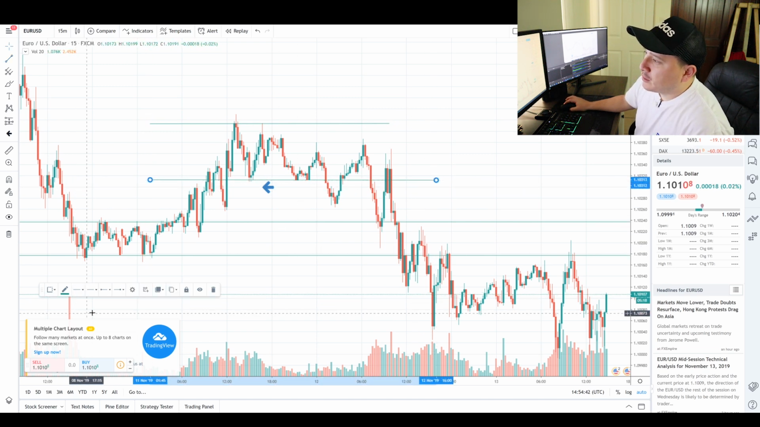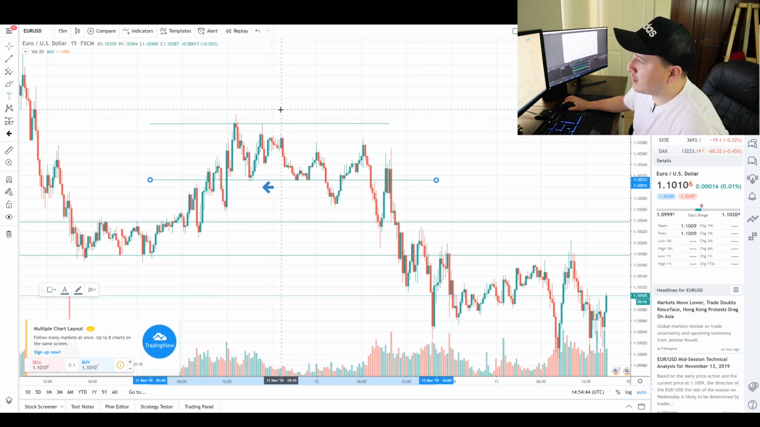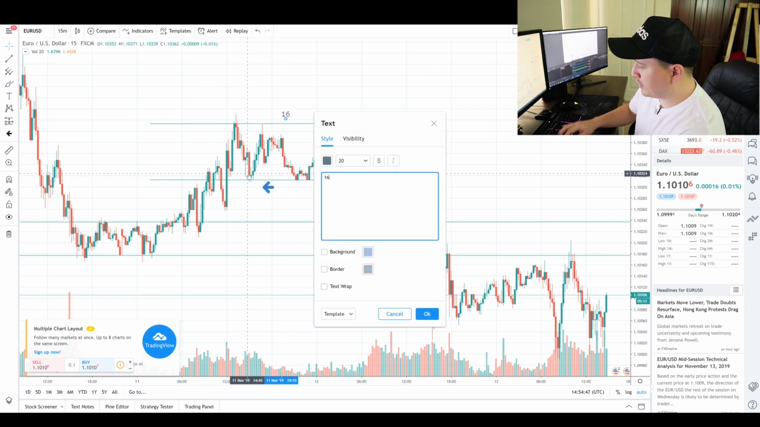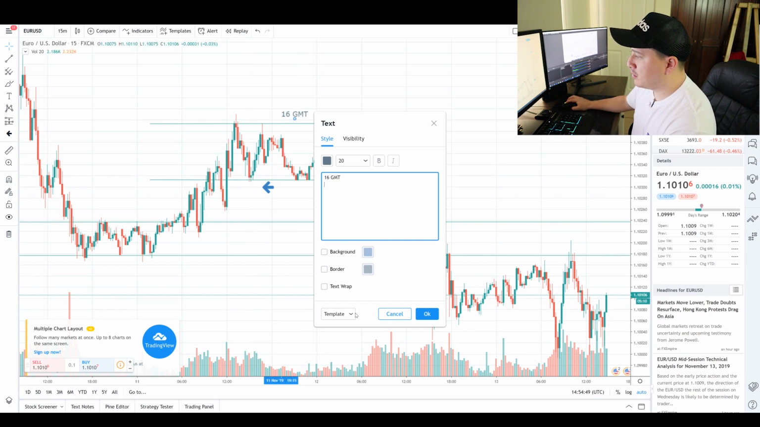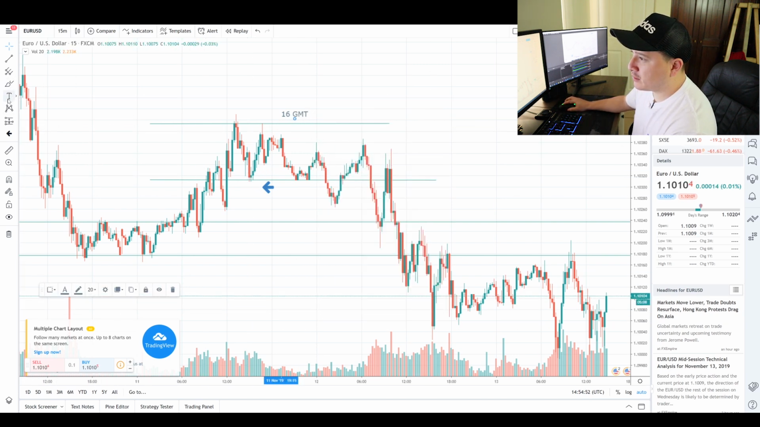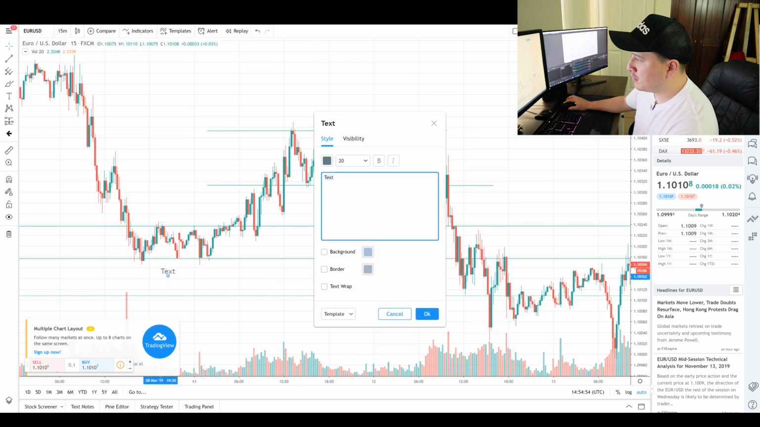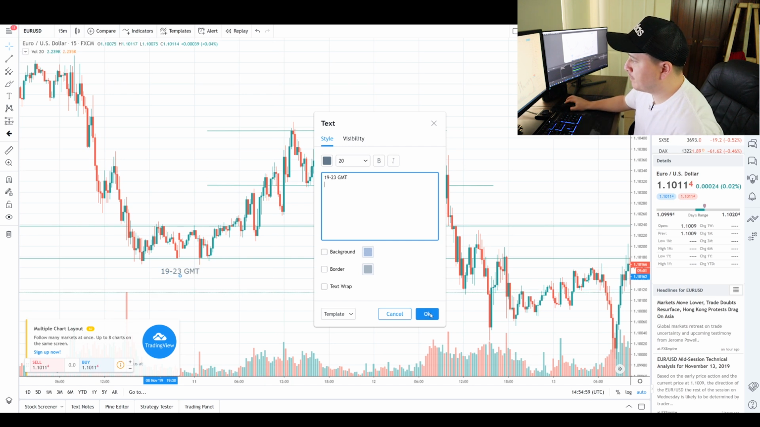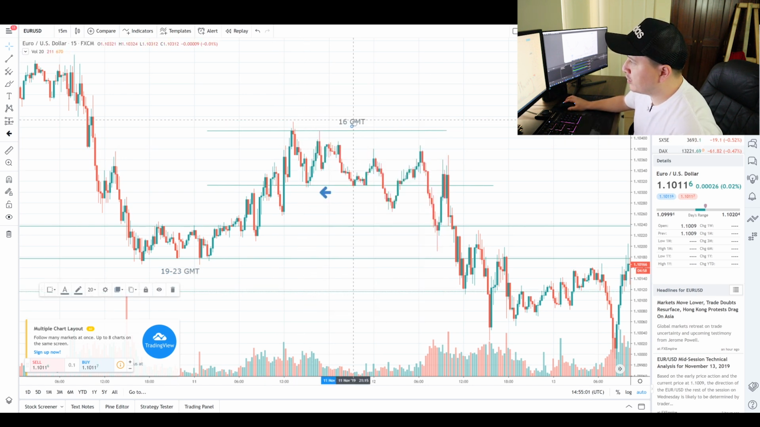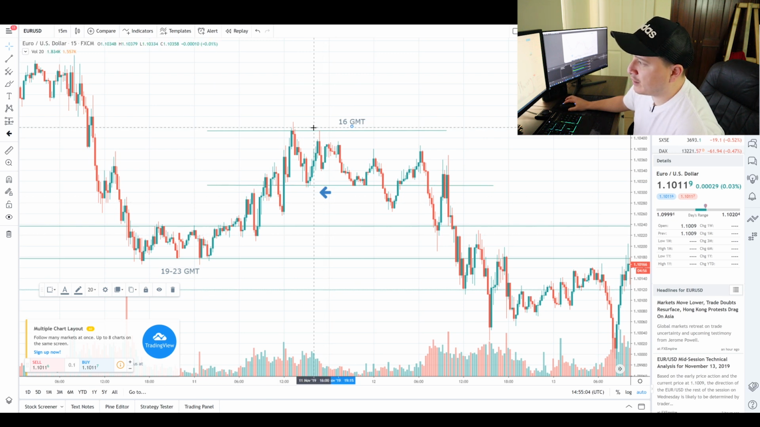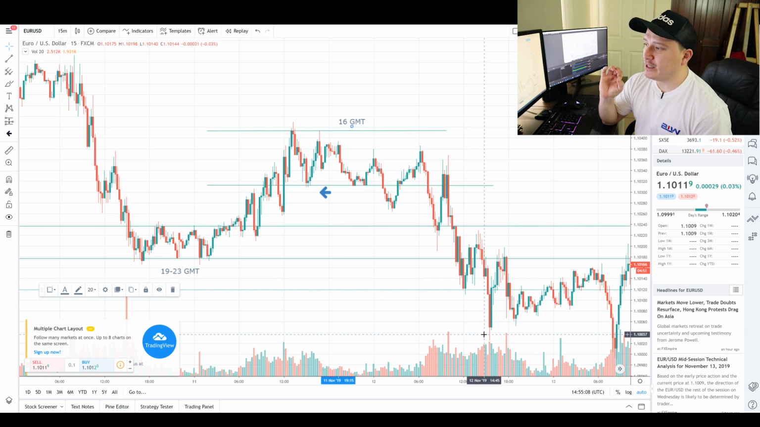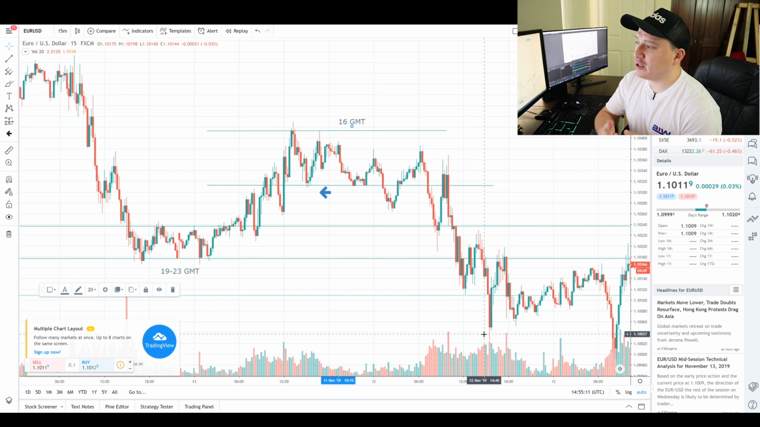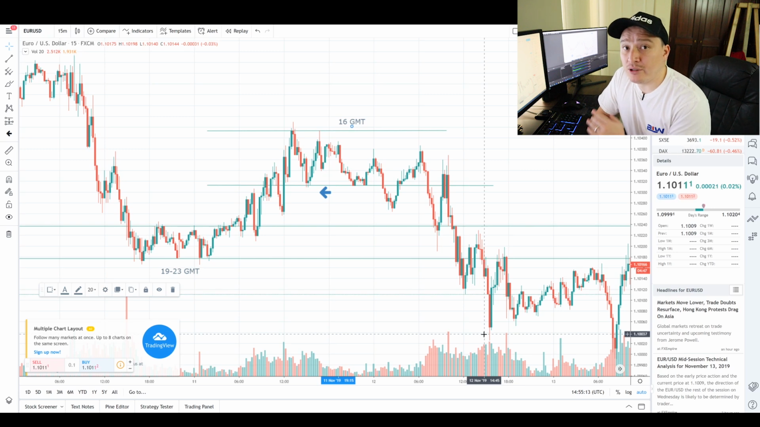All right. This is 16 GMT. And this is 19 to 23 GMT. Right? Probably this one is not 16, like 18 GMT. Do you notice the volatility within 19 GMT or 16 GMT? Do you notice the volatility? It's crazy, right?